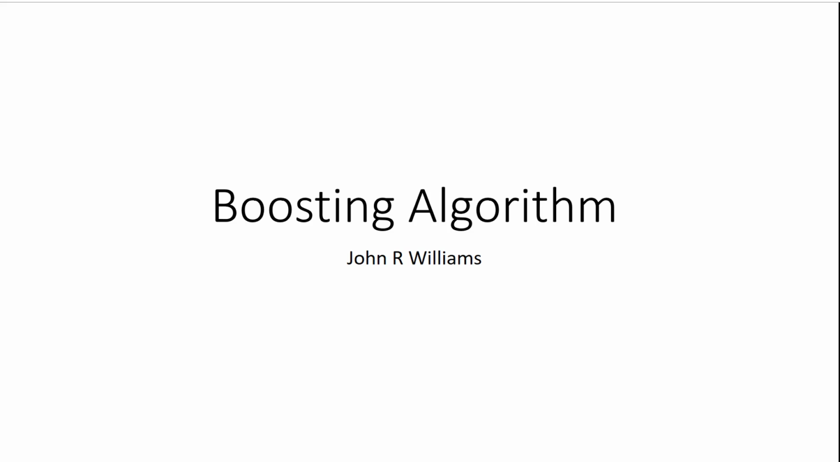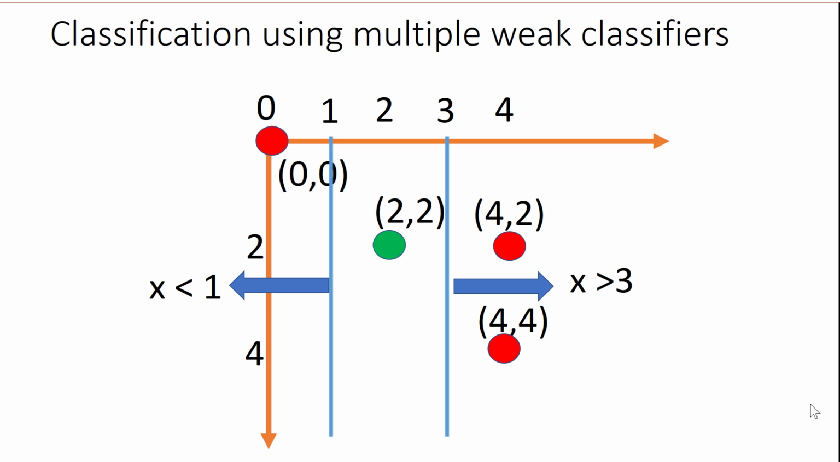Hi, so I want to take you through the boosting algorithm, and we're going to step by step go through one particular case. Boosting allows you to use multiple weak classifiers to obtain a strong classification. So here we're going to have 4 data points that are going to be our base data, and then we're going to classify other points using these classifiers.